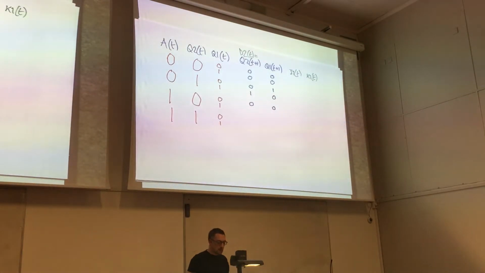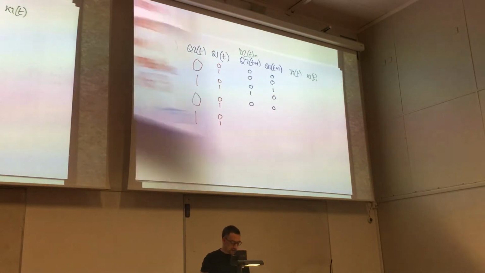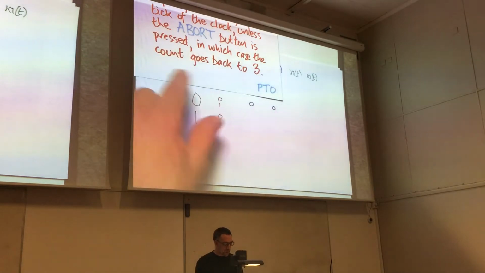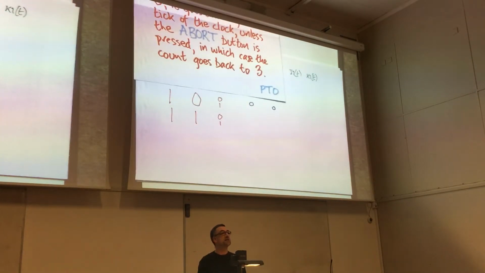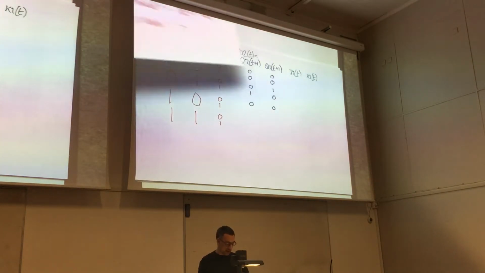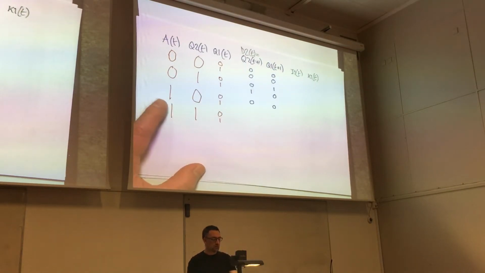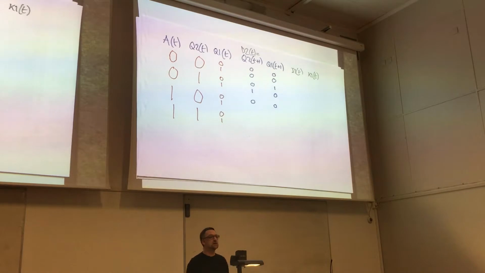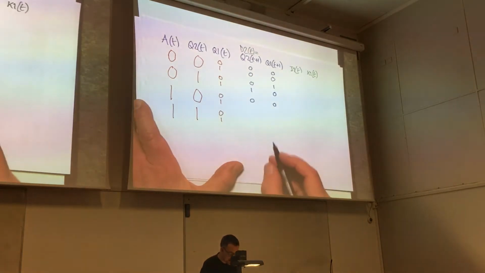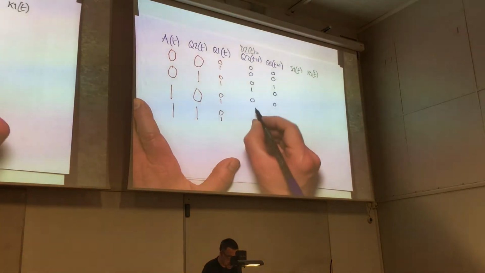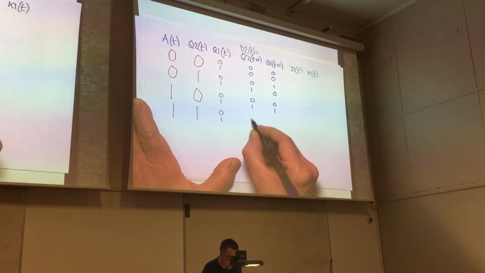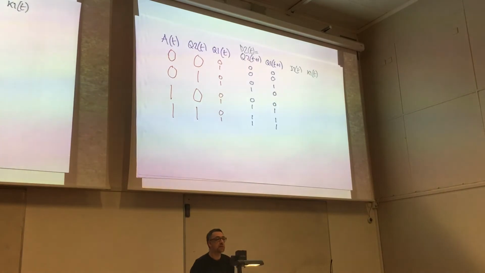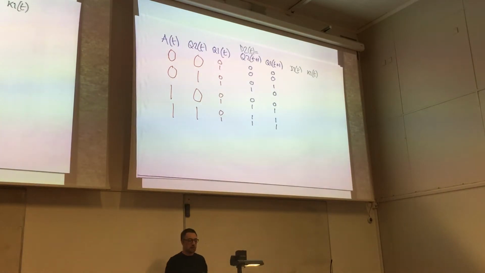Okay. Then the rest of rule 2 says, unless the abort button is pressed, in which case the count goes back to 3. Okay? So that tells us about the rows where the abort button is being pressed, but the countdown is not currently 0. That's to say, it should go to 3. That's 3. All right.